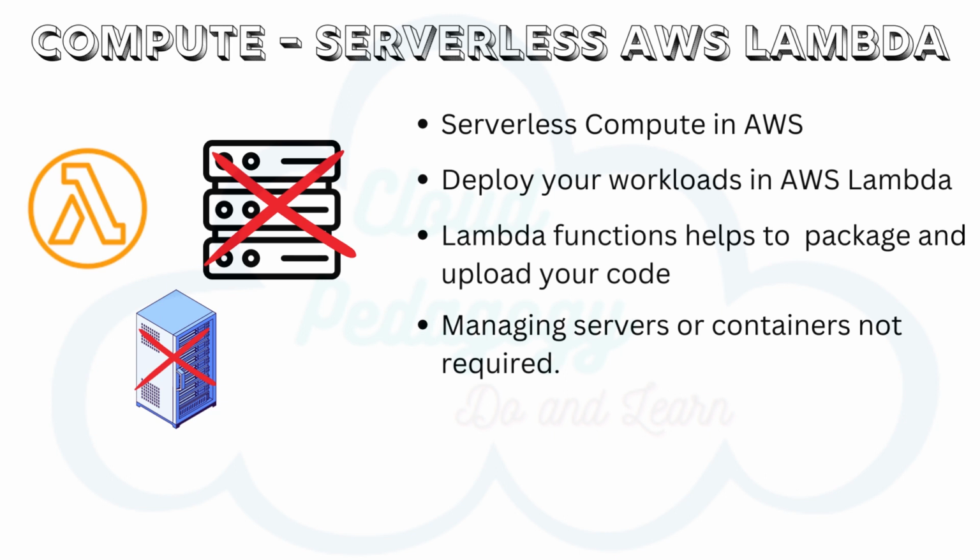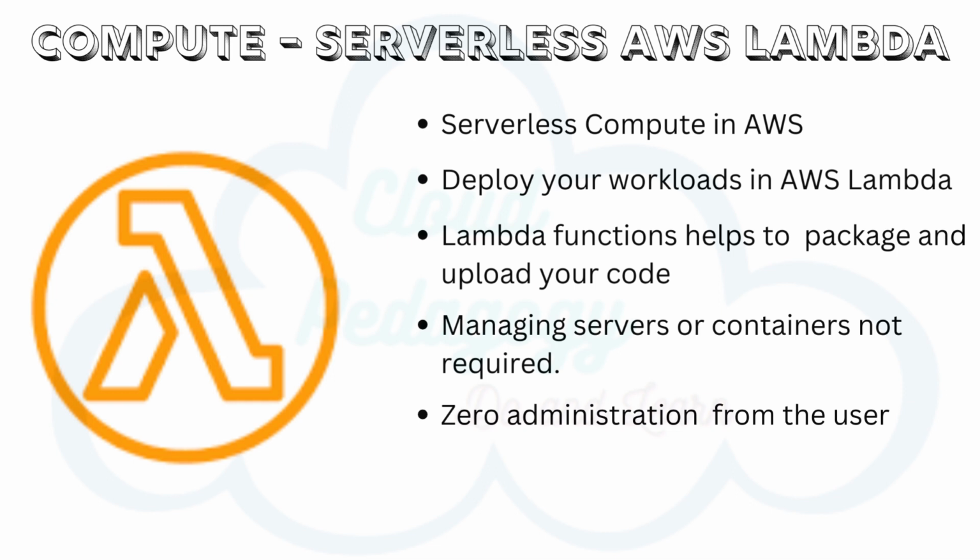So you can run code for virtually any type of application or backend service, including data processing, real-time stream processing, machine learning, WebSocket, IoT backends, mobile backends, and web apps like your student directory application. AWS Lambda requires zero administration from the user. You upload your source code and Lambda takes care of everything required to run and scale your code with high availability. There are no servers to manage, bringing you continuous scaling with sub-second metering and consistent performance.